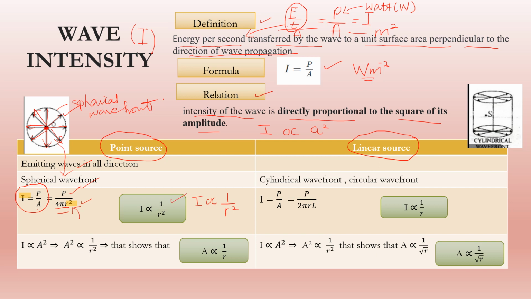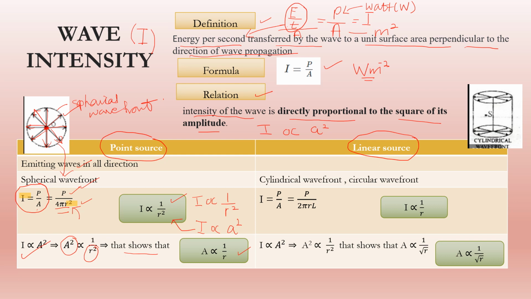Now, based on the relation, intensity is directly proportional to the square of its amplitude, small a or big A. So we realize that the amplitude squared is inversely proportional to r squared. We substitute this inside here, then this shows that the amplitude is inversely proportional to r. So this is very important that you have to know.